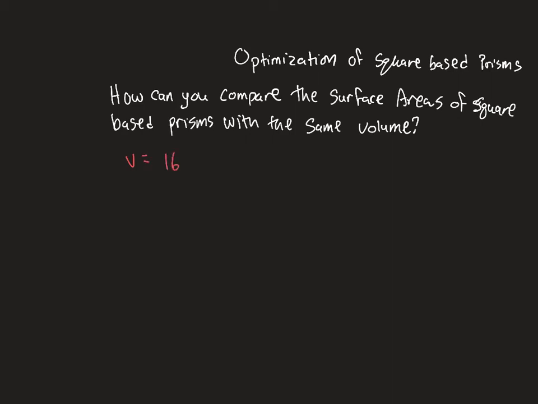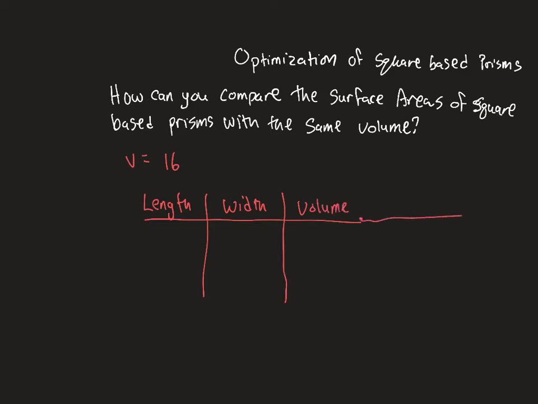So let's make ourselves a little bit of a table here. So length, width, volume, and surface area, just like we did before. Now, of course, the volume all the time has to be 16. So here you're going to have to try different things.